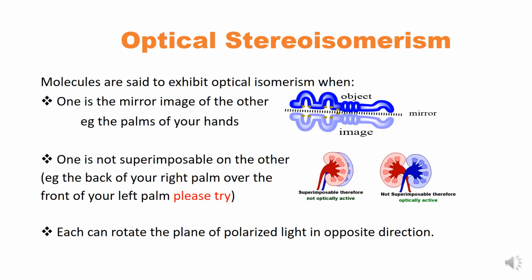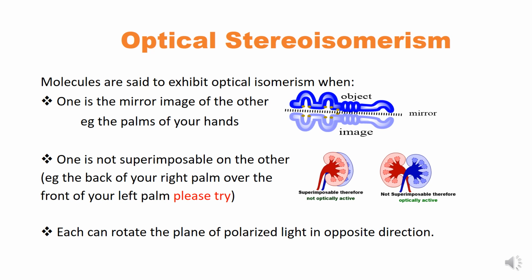We come to see what we refer to as optical isomerism. By optical isomerism, we mean molecules are said to exhibit optical isomerism when one of the structures is the mirror image of the other. Remember, when you are using your right hand to eat, you see yourself in the mirror as if you are eating with your left hand. If you point your right hand in front of a mirror, it appears as if it is your left hand.